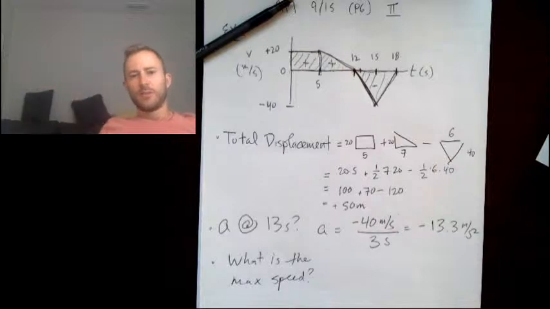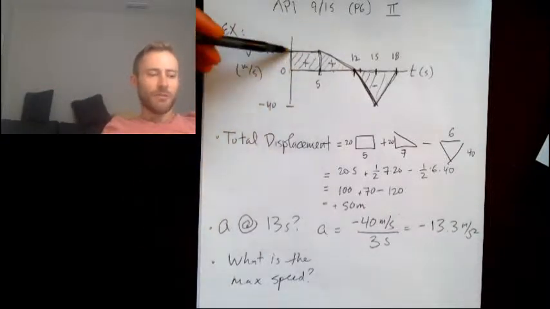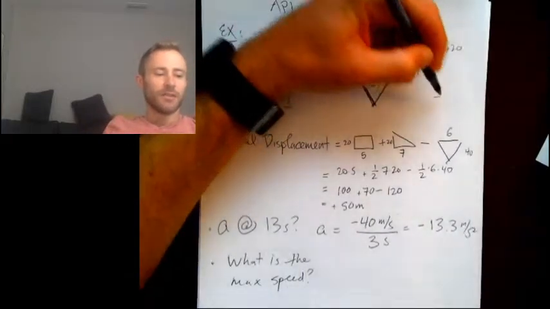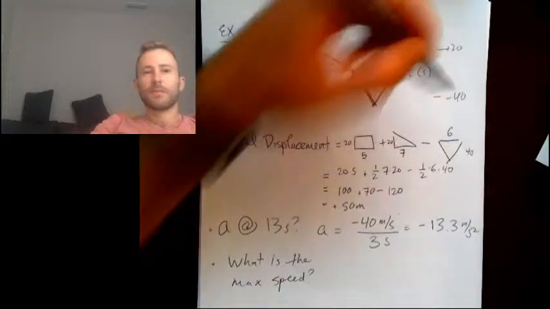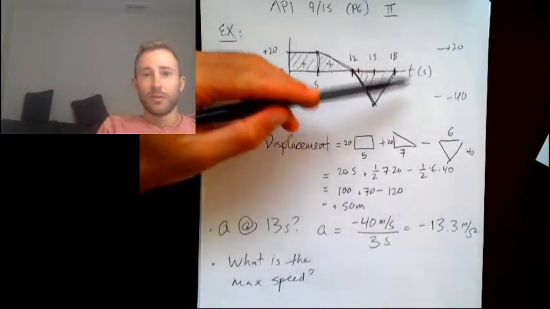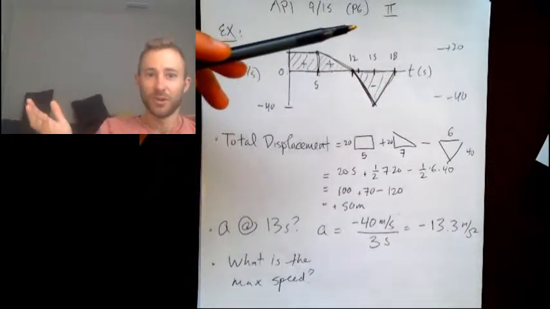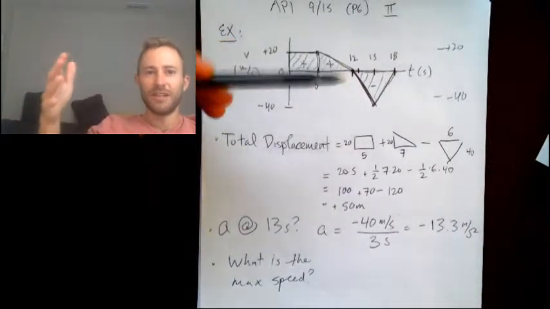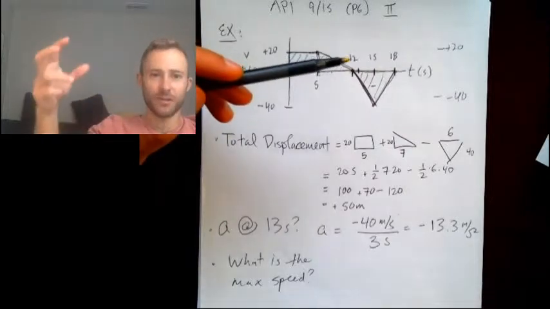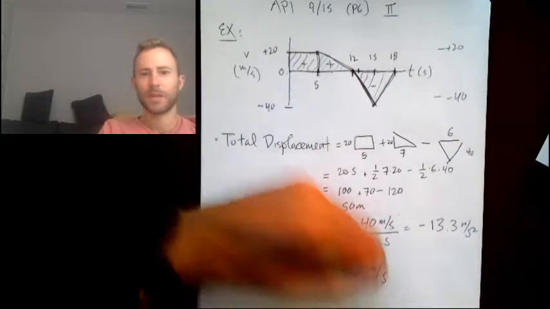Excellent. Yeah, someone said 40 meters per second. So I can see that this graph goes between plus 20 and negative 40. Now, even though plus 20 is greater than negative 40 in terms of numbers, speed is looking at the absolute value of that. So 40 meters per second is faster than 20 meters per second. So the max speed is 40 meters per second.